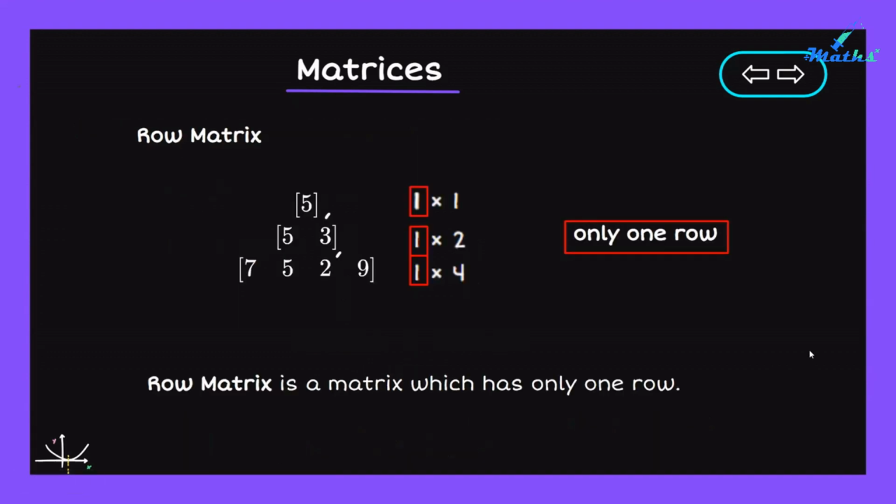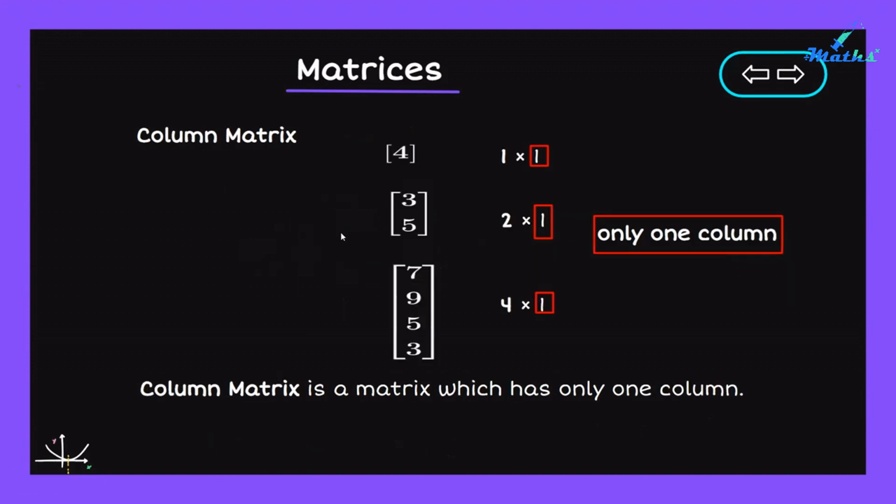And a row matrix is a matrix which has only 1 row. So there's some examples: 1 times 1, 1 times 2, 1 times 4 means that there's 1 row. And the next one is column matrix, a matrix which has only 1 column. And 1 times 1, 2 times 1, 4 times 1, the column is all 1 because it's only 1 column.